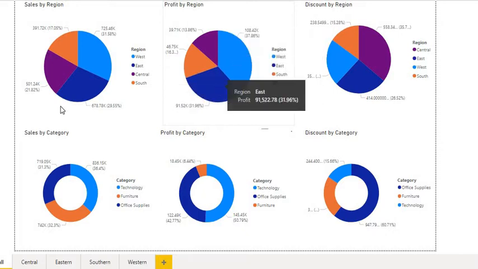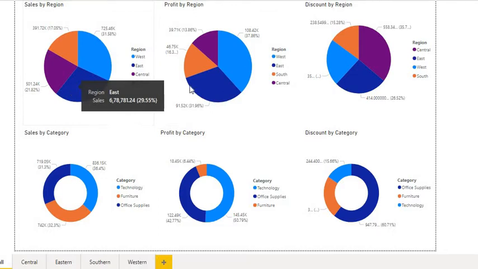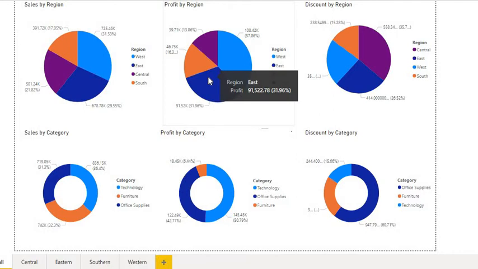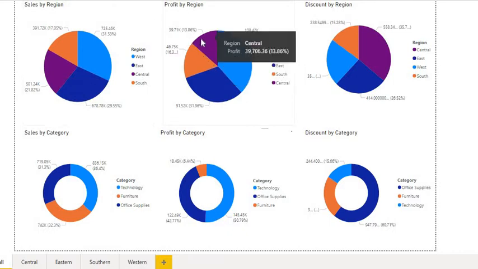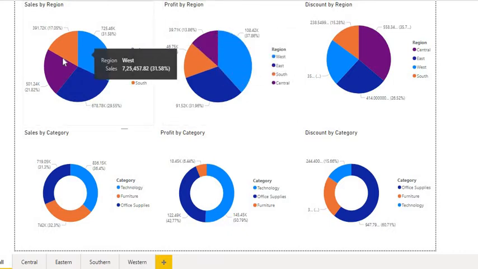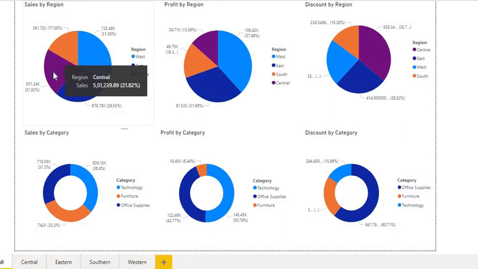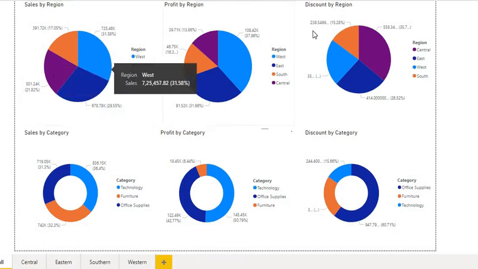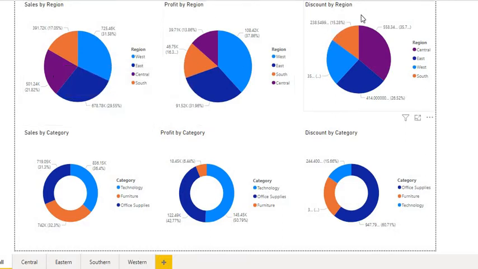And as for the Eastern region, the contribution to sales is similar profit wise as well. But when it comes to Central region, you will see that the contribution of profit is less compared to the contribution of sales. Now why is it so? If we have a look at the third diagram, which is discount by region, you will see that a higher amount of discount is provided in Central region.